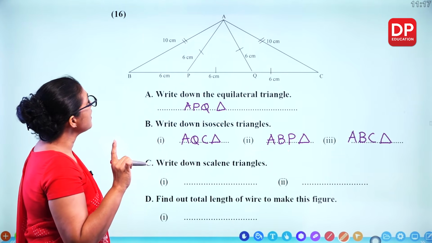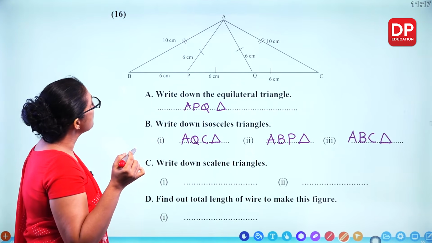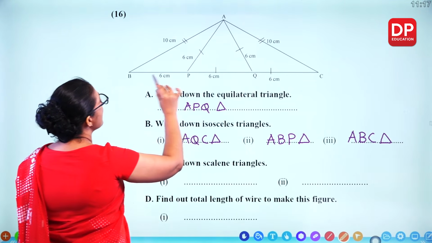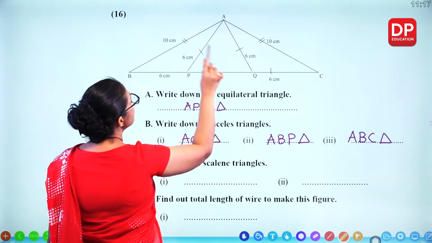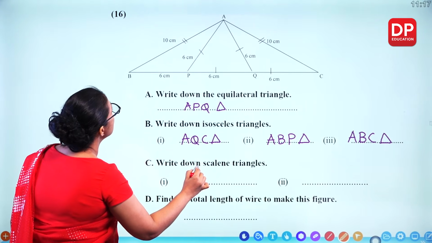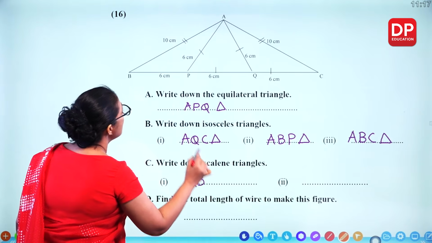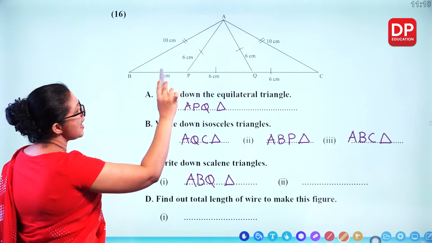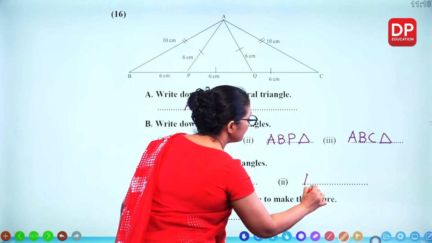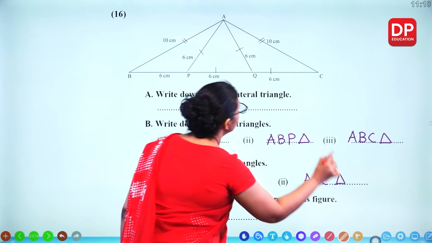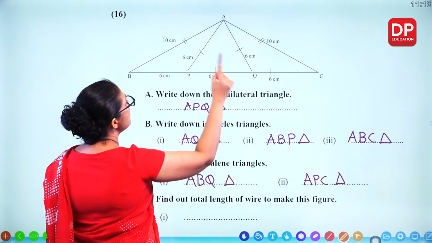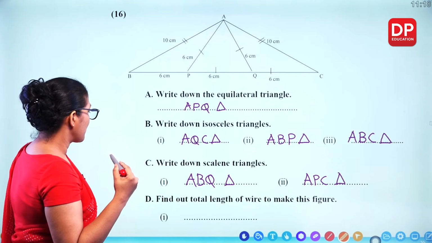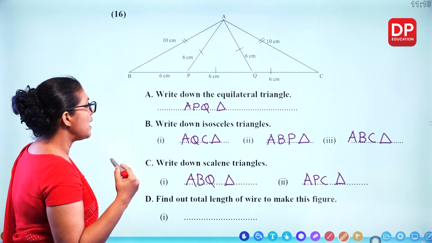Write down scalene triangles. Lengths are different. So when you take ABQ triangle, 10, 12 and 6, that's a scalene triangle. ABQ triangle. And this way I can take APC triangle. ABC triangle. This is 12, 6 and 10. All lengths are different.